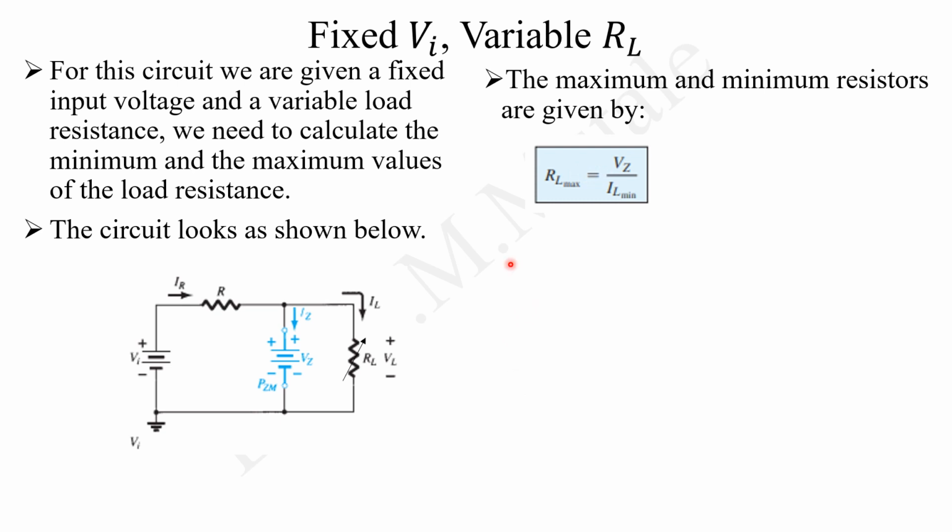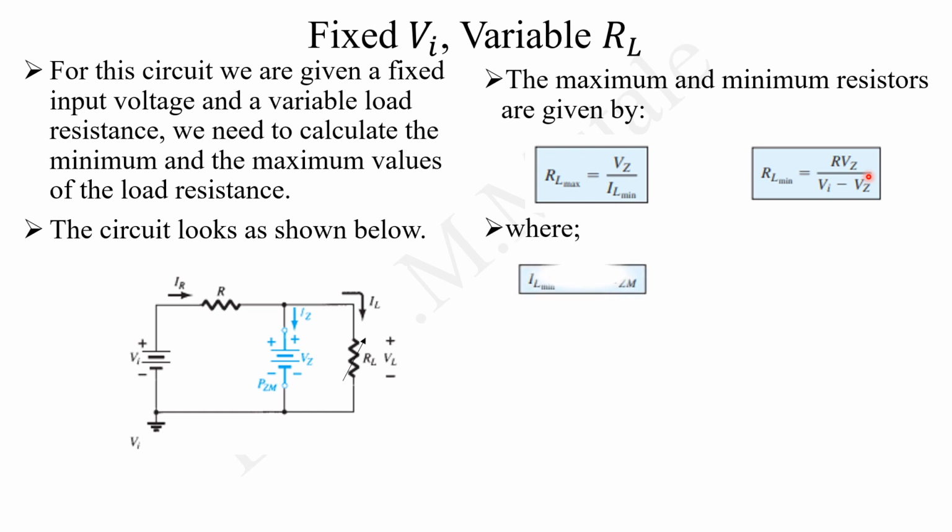For the maximum resistor, it's given by the voltage of the Zener divided by the minimum current, whereas the minimum load resistor is given by you multiply the R, which is this one, by the voltage of the Zener, and divide by the difference of the two voltages, the input voltage and the Zener voltage. So this will give you the minimum value of the resistor.